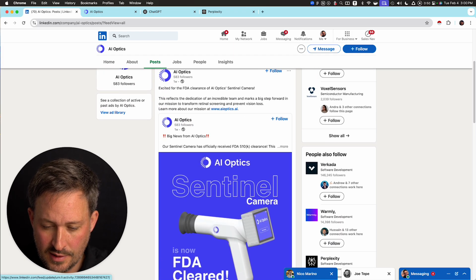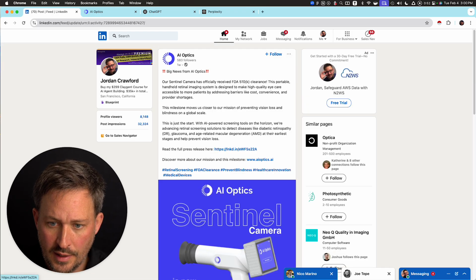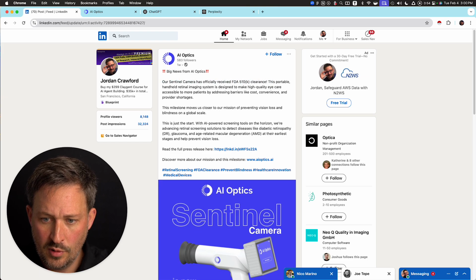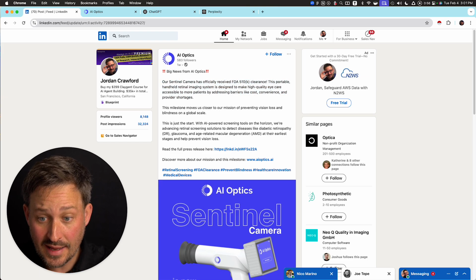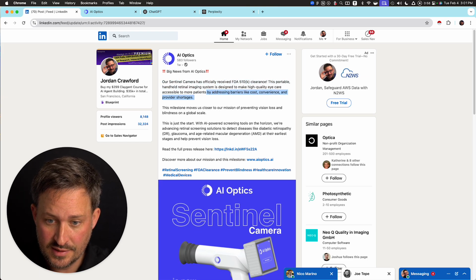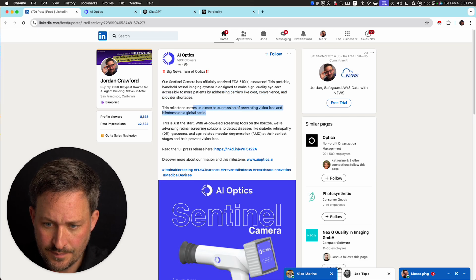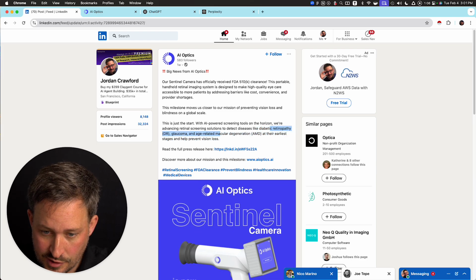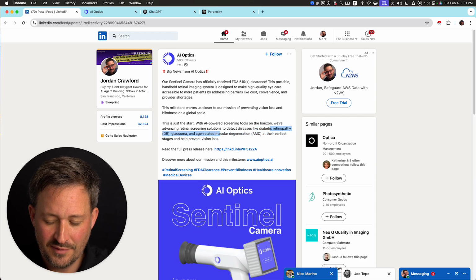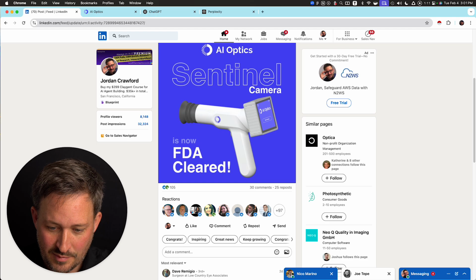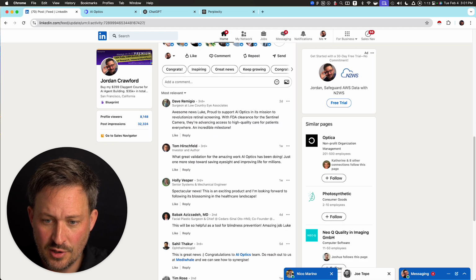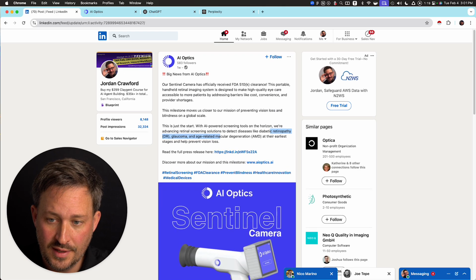Let's actually read the FDA approval thing. The portable handheld makes high quality eye care accessible to patients: cost, convenience, and power. The provider shortages. We're advancing retinal screening. So look, glaucoma, macular degeneration. So I'm hoping that if I ever have eye challenges, I could ping my friend Rich and he's going to help. So this is a surgeon, right? You can kind of see a little bit about who they sell to.